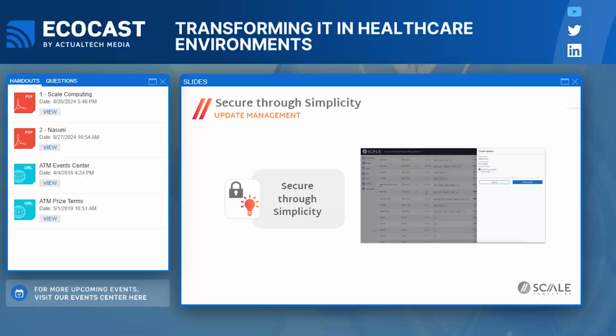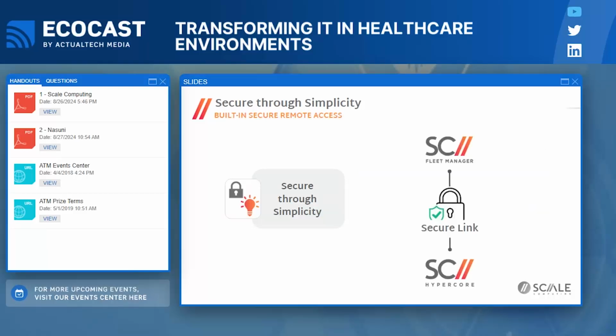Now, at the end of the day, Scale Computing Platform transforms complex security management into a straightforward process that ensures systems are protected with minimal effort. Now, getting to these systems is another piece of the puzzle that can be challenging at times. With Fleet Manager, we introduced the SecureLink feature. This is a simplifying, secure remote access methodology that HyperCore clusters can use without needing traditional VPNs or jump servers.